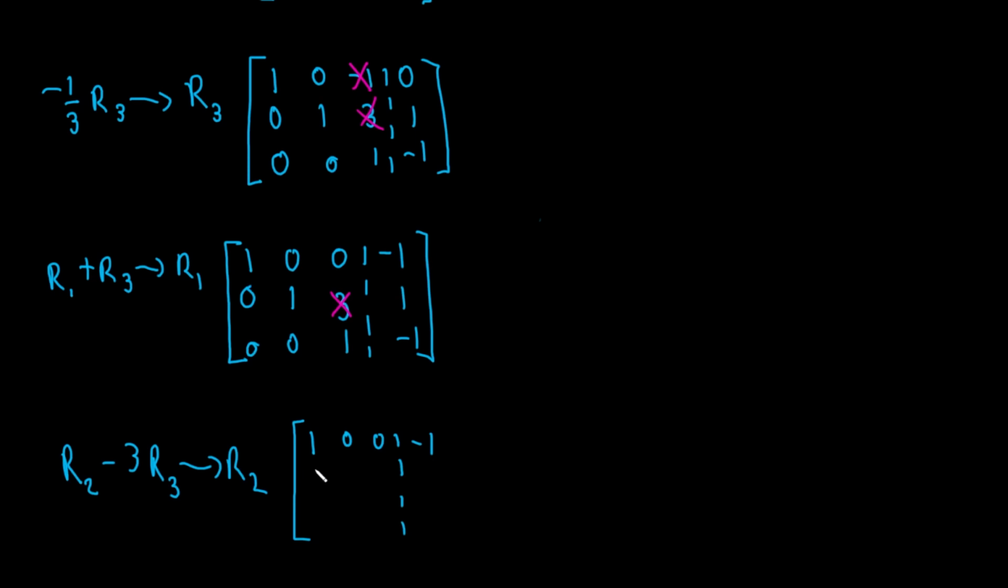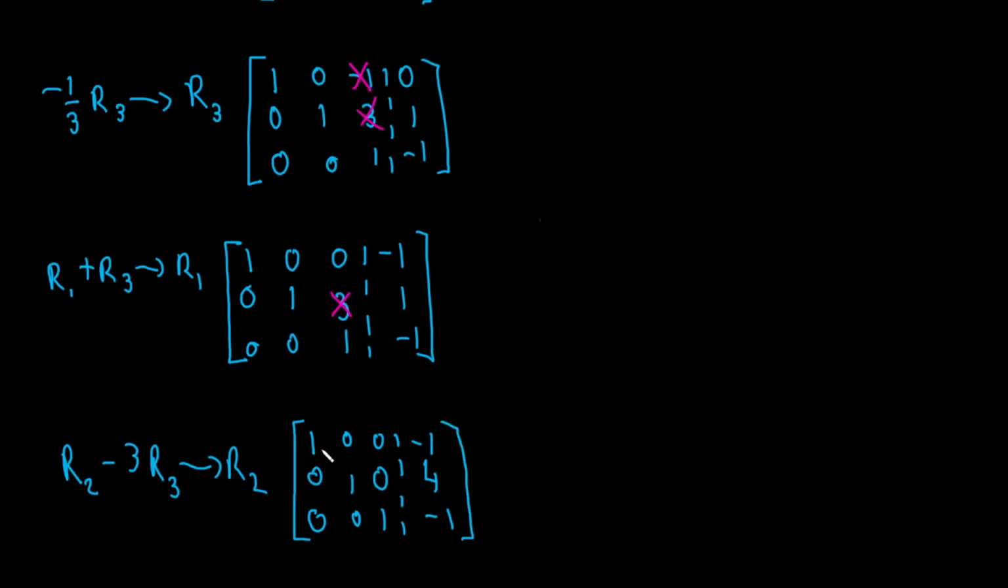So 0 minus 3 times 0 is 0. 1 minus 3 times 0 is 1. Now 3 minus 3 is 0, just like we wanted. And here we get 1 minus 3 times minus 1, which is 4, because that's 1 plus 3. So 4. And finally, the last row is 0, 0, 1, minus 1.